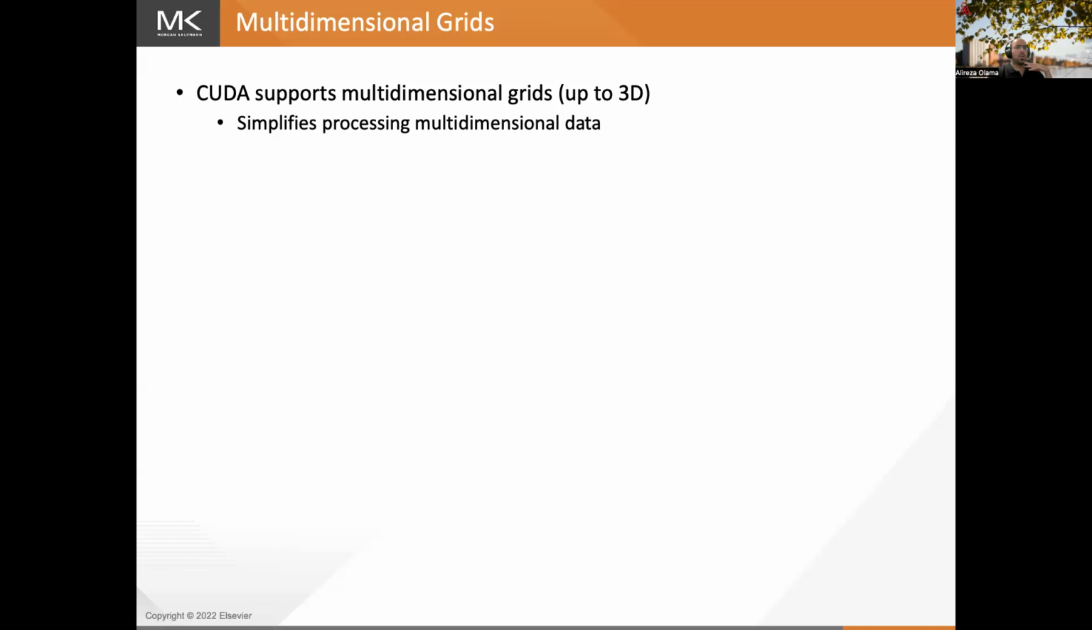As I mentioned, CUDA supports multidimensional grids, and it is introduced in CUDA because when you have multidimensional data, it's going to be easy to map your threads to the data when the thread structure is aligned with the structure of your data. So it basically simplifies the processing.